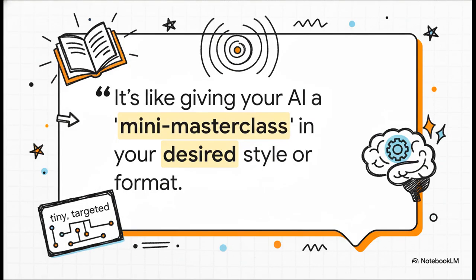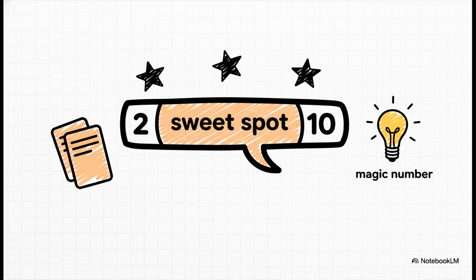I love this way of putting it. You're not just barking orders at it. You're running a tiny, super focused masterclass for the AI right there inside the prompt box. And that's what makes this so incredibly powerful and easy to grasp. Now, when we say few, what do we really mean? We are not talking about some massive data set here. Nope. The sweet spot is usually somewhere between 2 and 10 examples. That's it. Just enough to establish a really clear pattern.